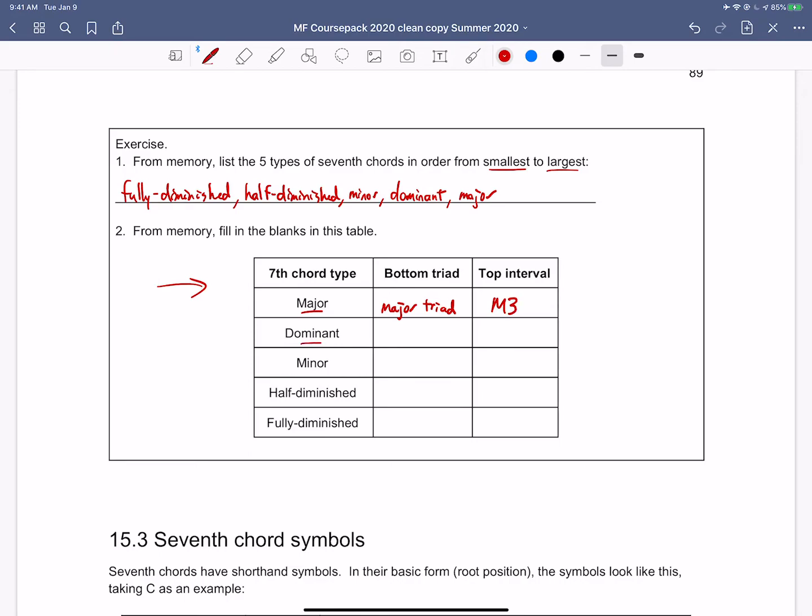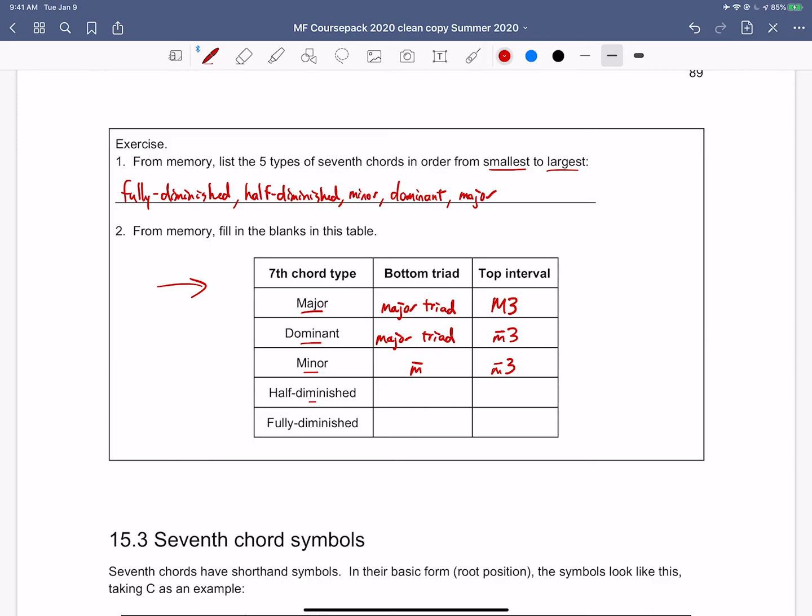Dominant, this is the one with the mismatch, right? It begins with a major triad, and maybe I don't even have to write the word major, but so be it. And the top interval is going to be opposite of that, so it's a minor third on top. I'll abbreviate these now. The minor seventh chord, well, that's another one that has both components matching, so it's a minor triad and a minor third on top, so minor plus minor equals minor.